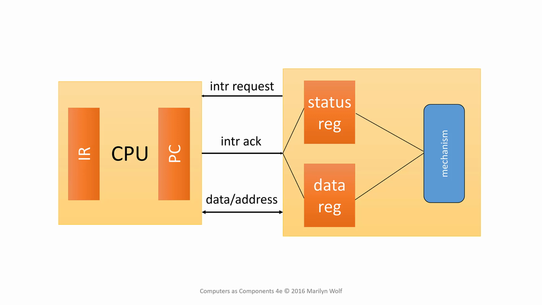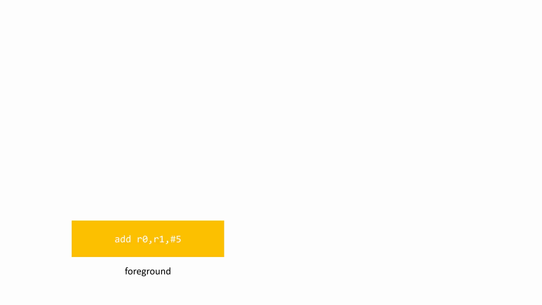Now in the CPU, there's a register, often called the instruction register or IR, that holds the actual instruction being executed. And the program counter or PC holds the address of the current instruction. So let's understand how an interrupt request and acknowledgement affects the flow of instructions executing on the processor.